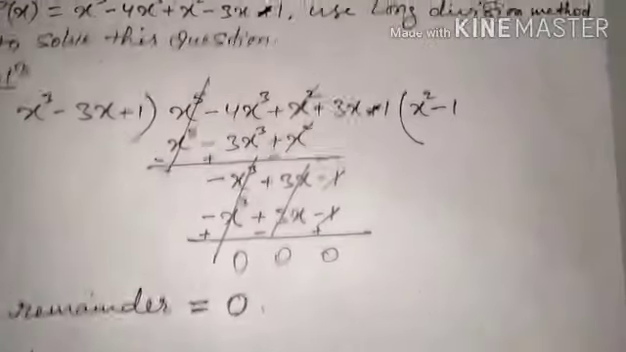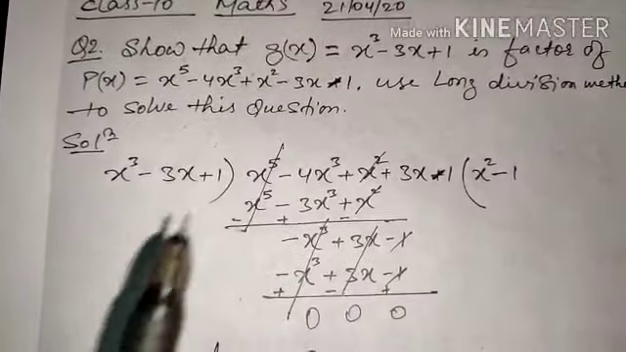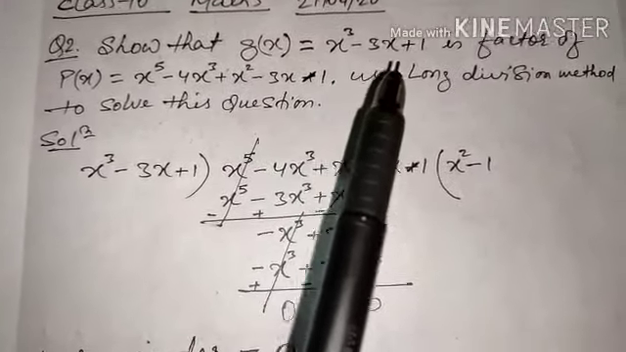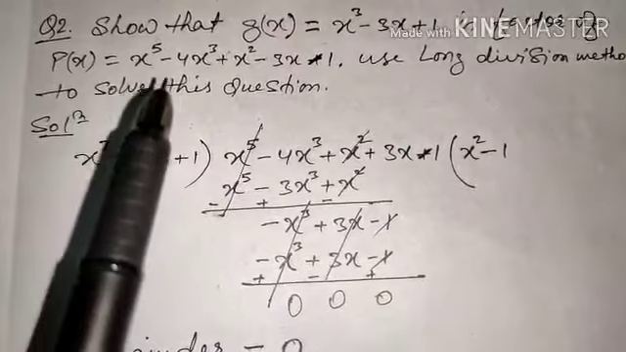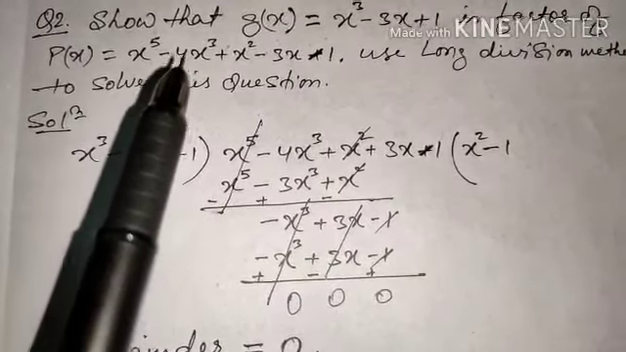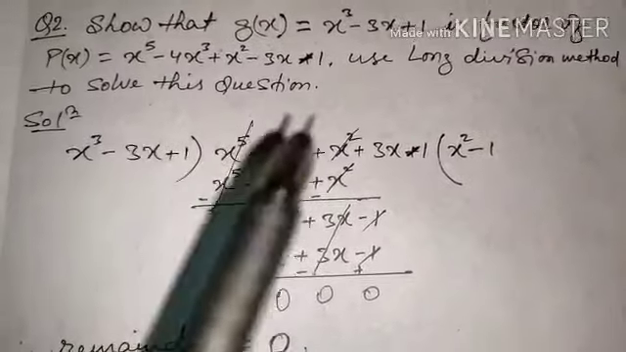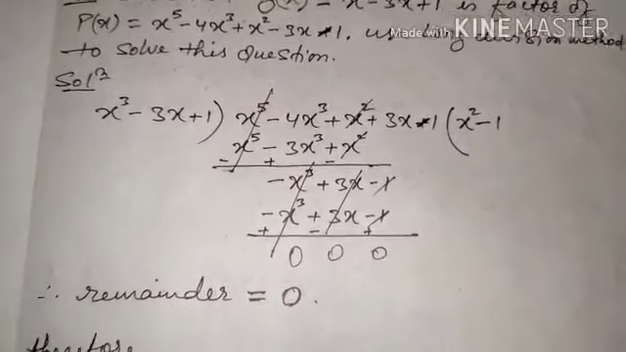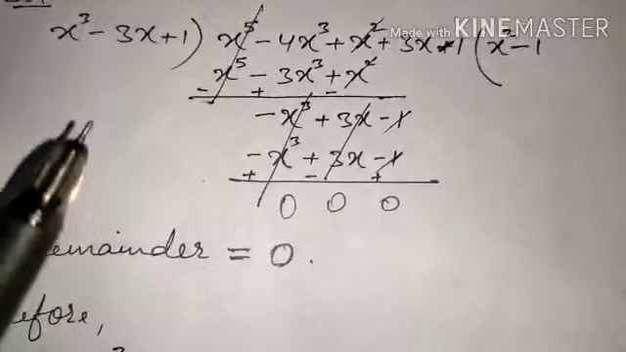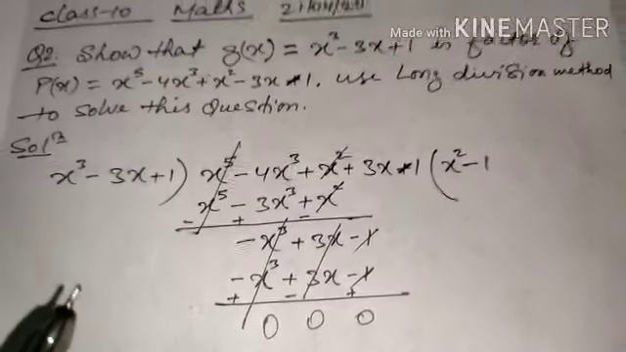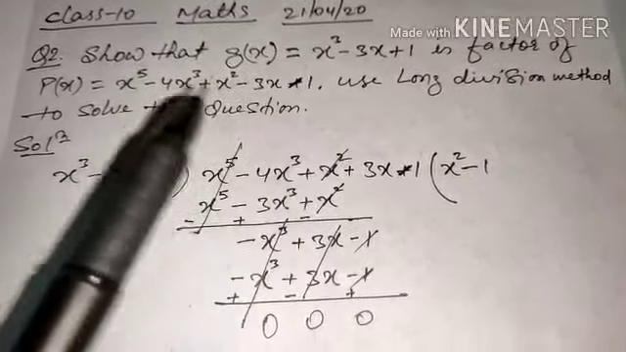Now let us discuss one more problem, just for the revision for you people. Show that g(x) equals x cube minus 3x plus 1 is a factor of p(x) equals x to the power 5 minus 4x cube plus x square minus 3x minus 1. Use the long division method to solve this question. Okay, we have to use the long division method. Simply we are done. This is the factor of this.